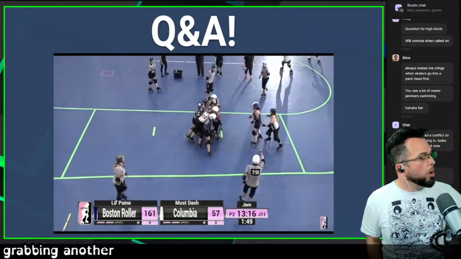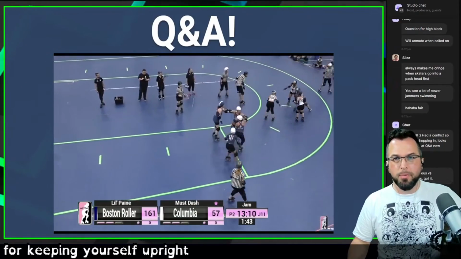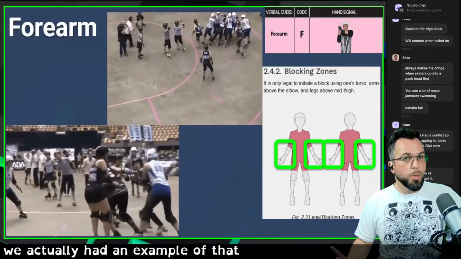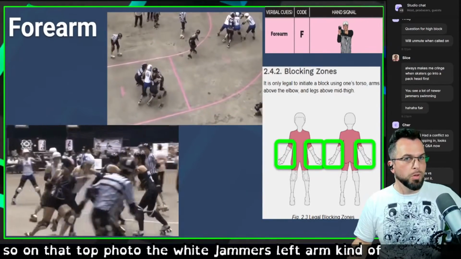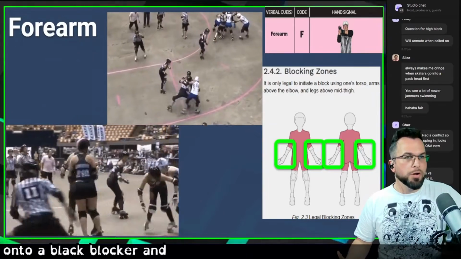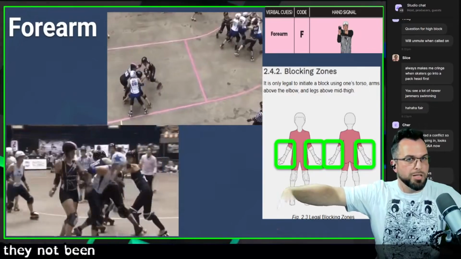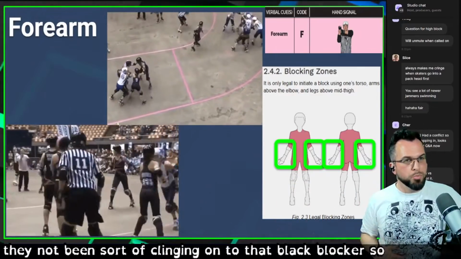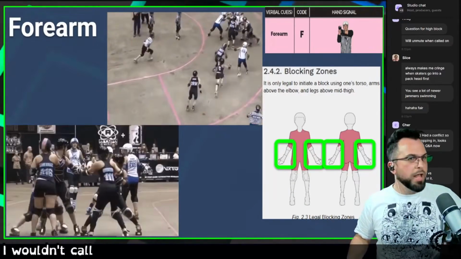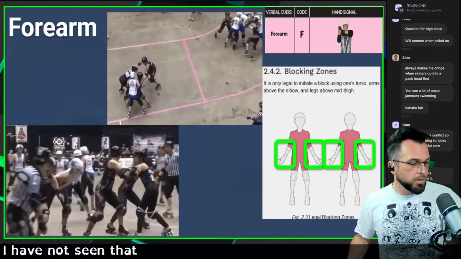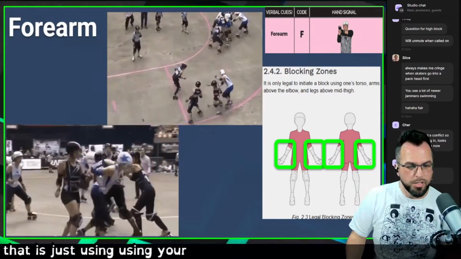Grabbing another person's jersey. Oh, that's just a forearm for keeping yourself upright or in bounds. We actually had an example of that. On that top photo, the white jammer's left arm hooks onto a black blocker, and it was determined by that crew that the white jammer likely wouldn't have been able to stay in bounds had they not been clinging onto that black blocker. So keeping yourself upright or in bounds by using your forearm on an opponent is a forearm call for sure. I wouldn't call that swimming. I have not seen that labeled as swimming. That is just using your forearms, holding onto an opponent to keep yourself upright or in bounds.